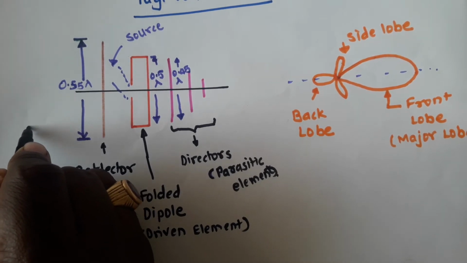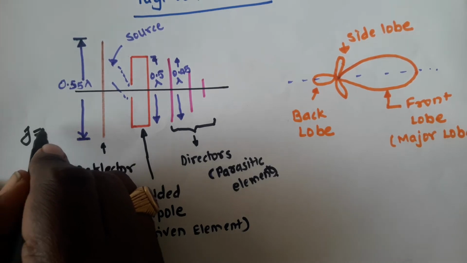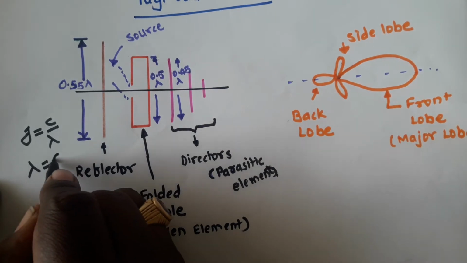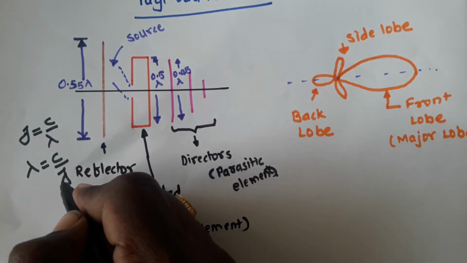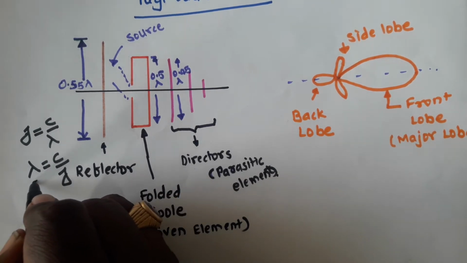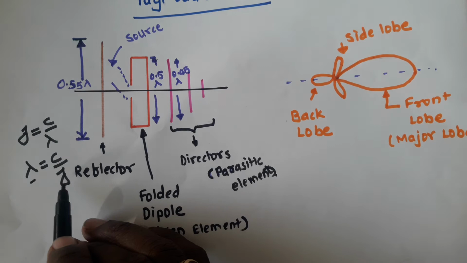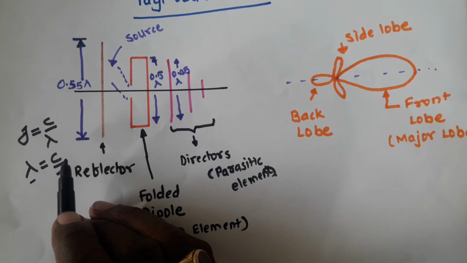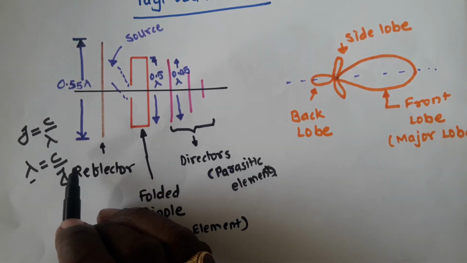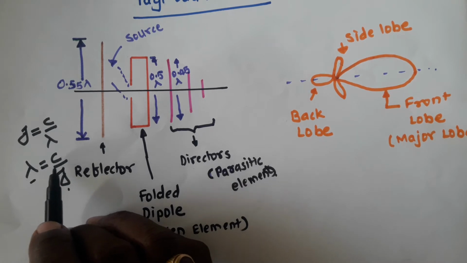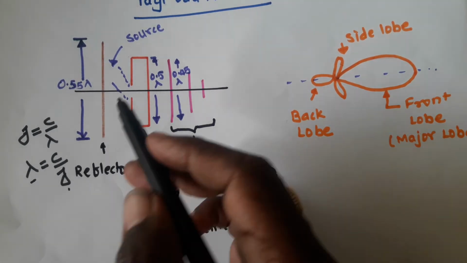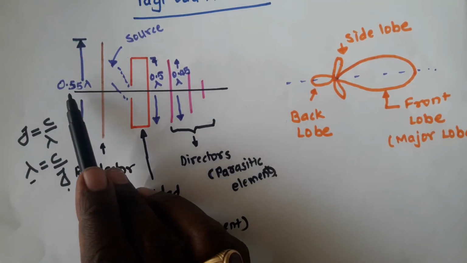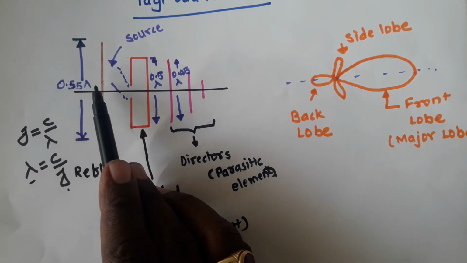Suppose f is the design frequency, then f is equal to c by lambda, or we can say that lambda is equal to c by f. So if we know the design frequency, the operating frequency of the antenna, we can easily calculate lambda, because c is nothing but the velocity of light. We know the value of the velocity of light, it is 3 into 10 to the power 8 meters per second. By this we can calculate the wavelength. Once we get the wavelength, it is very easy to calculate the length of the reflector, because the length of the reflector is 0.55 multiplied by lambda.